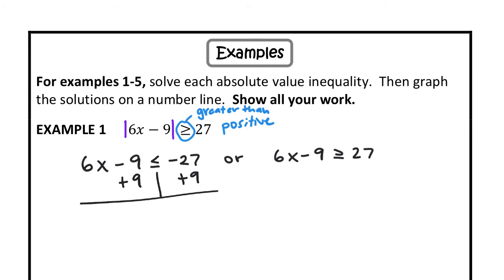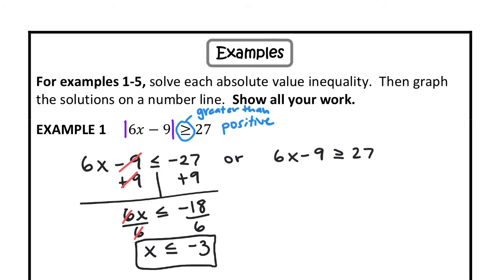And so here the 9s are going to cancel. It's going to leave me with 6x less than or equal to negative 18. And then the opposite of multiplying times 6 is dividing by 6. These cancel. x is less than or equal to negative 3. So that's one answer. And then we have to go check the other side.